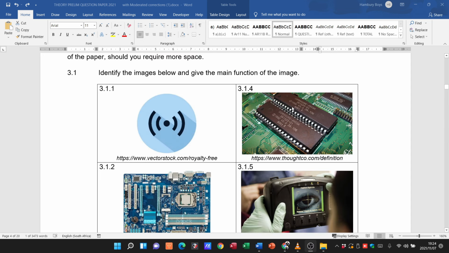Okay, 3.1.4. What is this? So we know this is the motherboard, but what is that? Because it looks like it's actually built into the motherboard itself. That, ladies and gentlemen, is ROM, read-only memory.